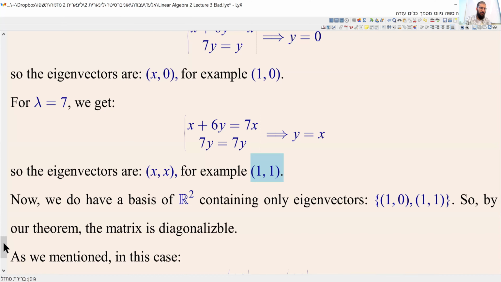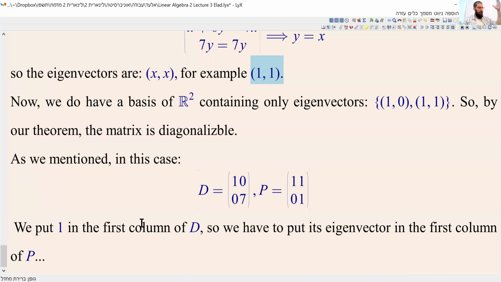The same for the second vector. So we do have more than one D, and intuitively infinitely many P's. But D is a diagonal matrix: on the diagonal, we have the eigenvalues of A. P is an invertible matrix. In its columns, we have the eigenvectors, corresponding to how we put the eigenvalues in the matrix D.